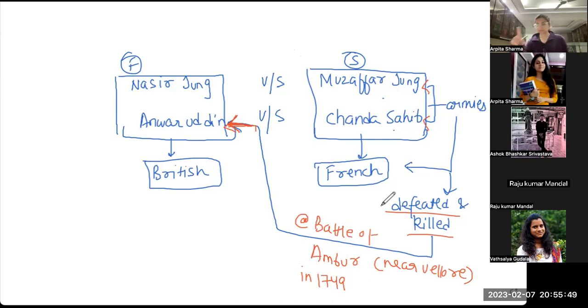Okay, this was the first step where the French felt that we are the king now. We have eradicated Anwaruddin from our way. Okay.